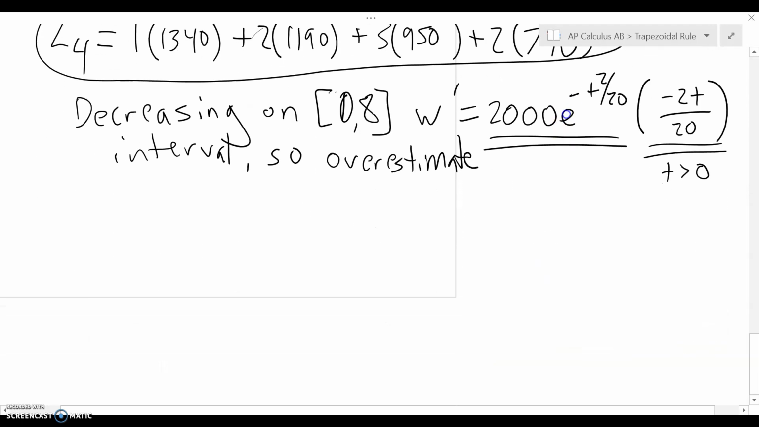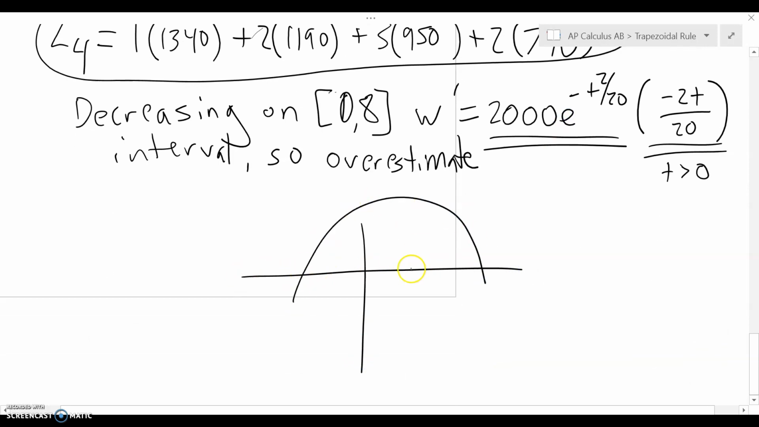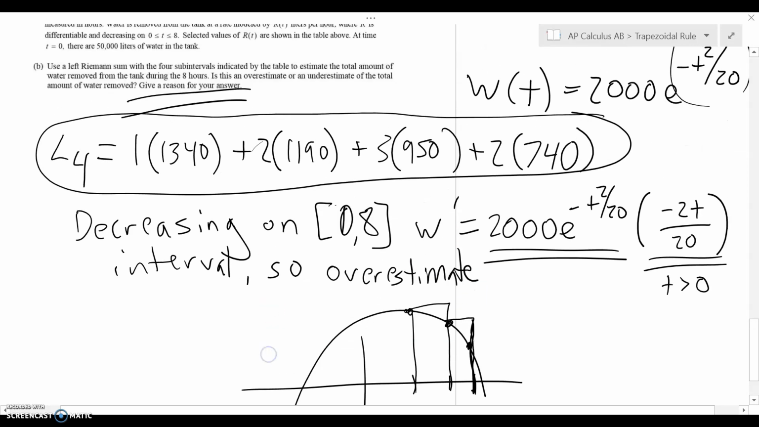And there, the thought process is if we have something that's decreasing, so something like an upside down parabola, and we're using left edges to do our approximation. Let's say we go from here to here. If we're using the left edge on this thing, there's our left edge. And our left edge would be here. So we would get an overhang on this, and we would say it's an overestimate because it's decreasing. They don't need to see you draw a picture. That's just to help visualize it. They just need to see that you can say it's decreasing.